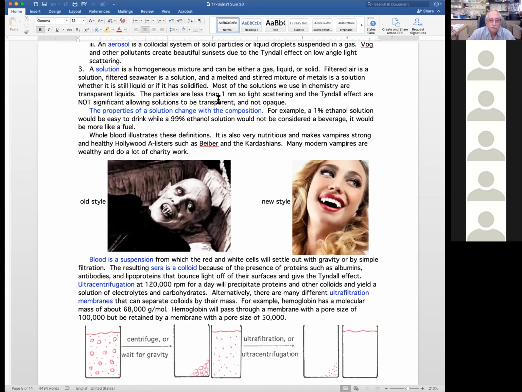And the thing about a solution is that the properties will change with the composition. So if I made you a drink of 1% ethanol and 99% water, you'd probably drink that all day long and not notice anything. But if I made you a drink of 99% ethanol and 1% water, I don't think you would be comfortable drinking that.